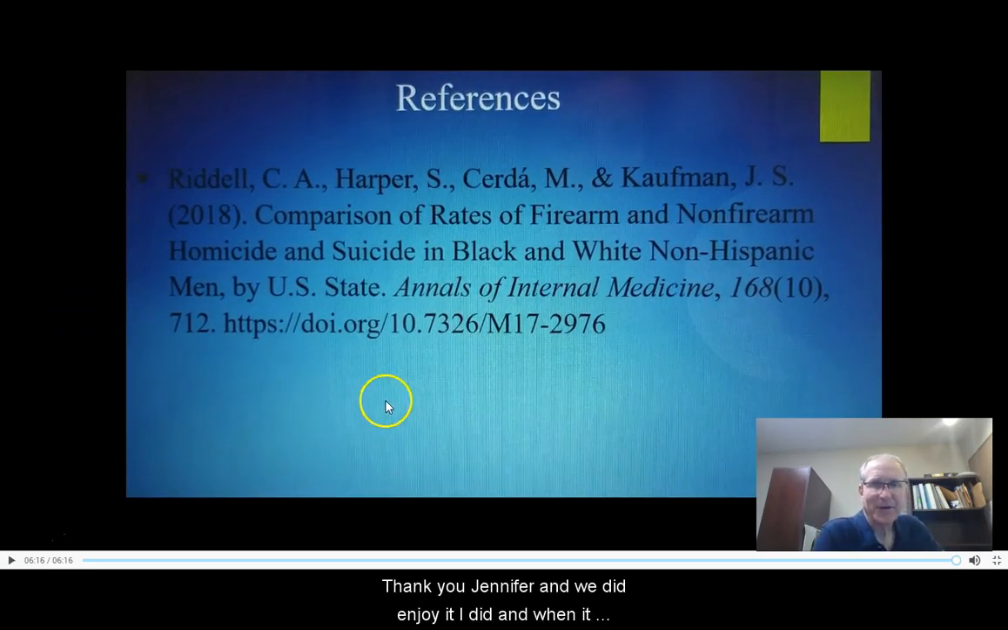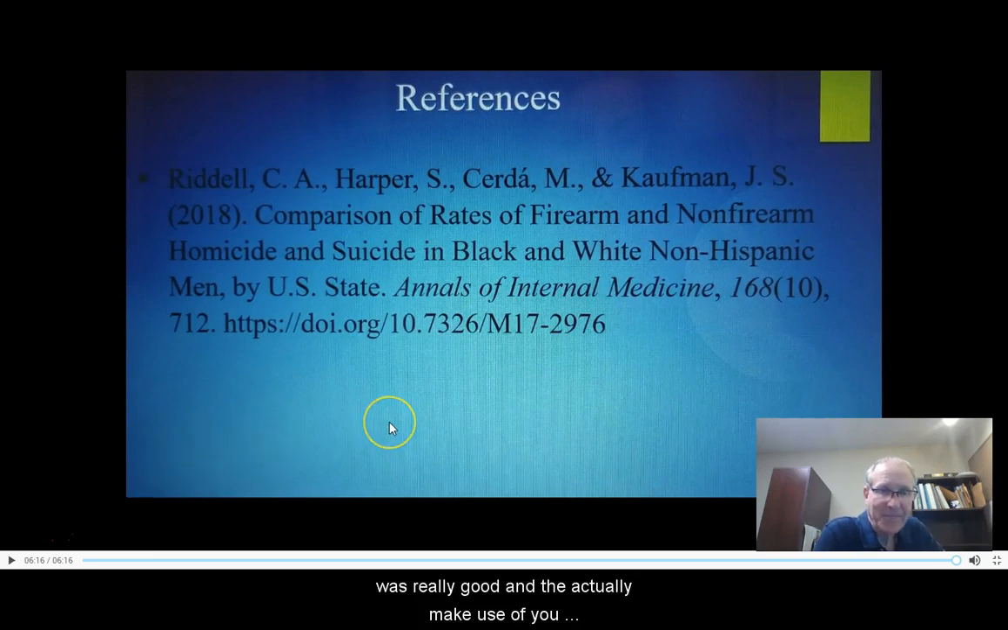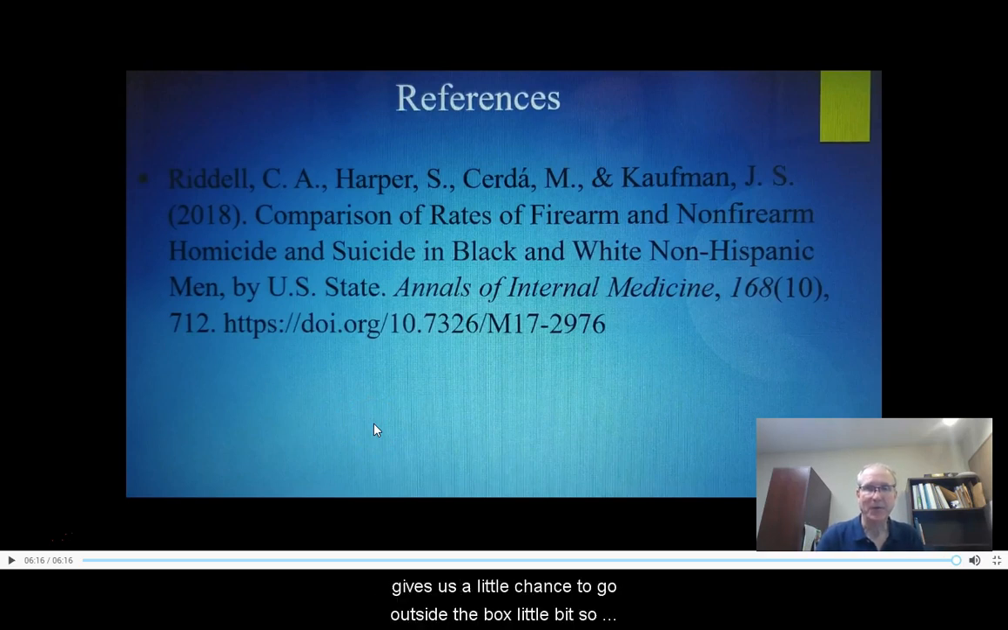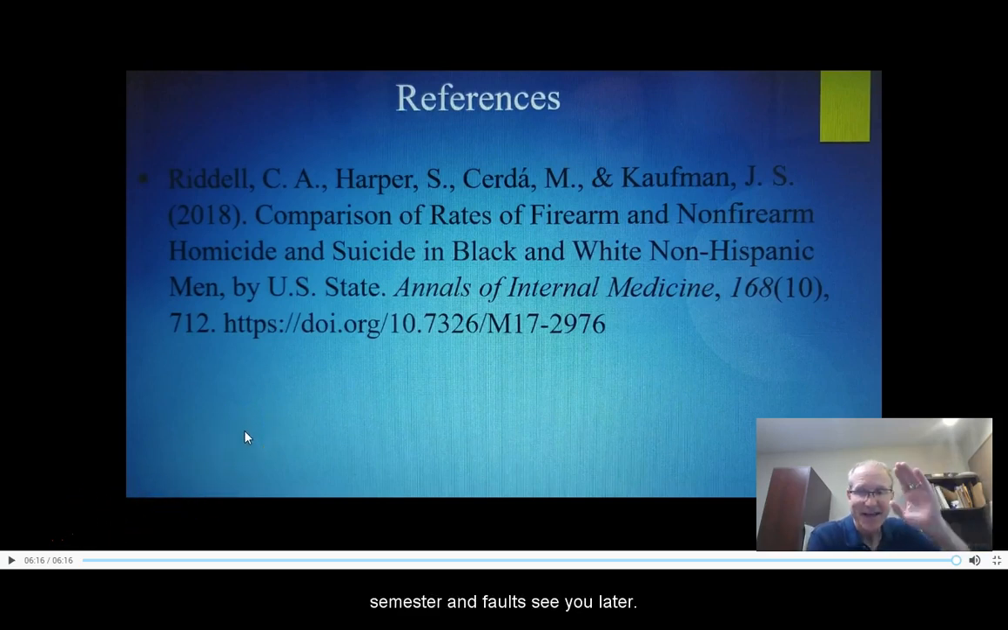Thank you, Jennifer, and we did enjoy it. I did anyway, and it was really good. And the cool thing, and this just occurred to me a few minutes ago, is that if we actually make use of data in a real life format like Jennifer did here, it gives us a little chance to go outside the box a little bit. So that is highly cool. That's an outstanding performance, and I look forward to future performances as the semester unfolds. See you later.